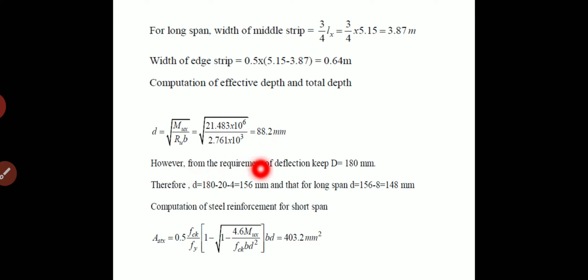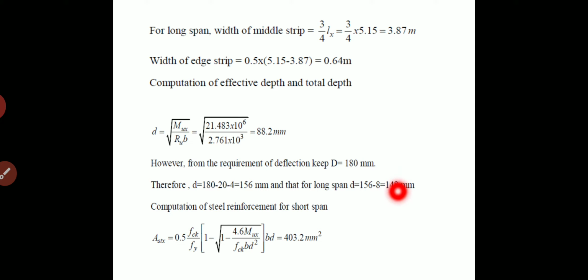However, from the requirement of deflection, keep capital D equal to 180 mm. Therefore, small d equals 180 minus 20 minus 4, equal to 156 mm. This is the total depth minus the effective cover minus the diameter of the bar. For the long span, small d equals 156 minus 8, equal to 148 mm.